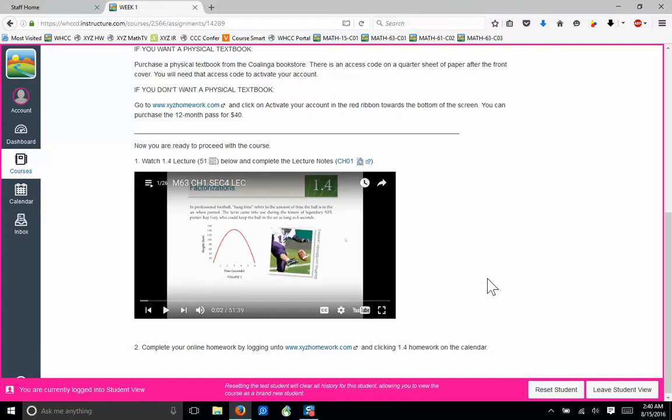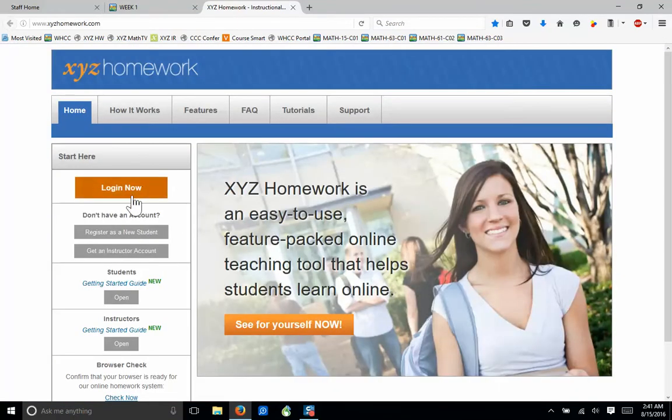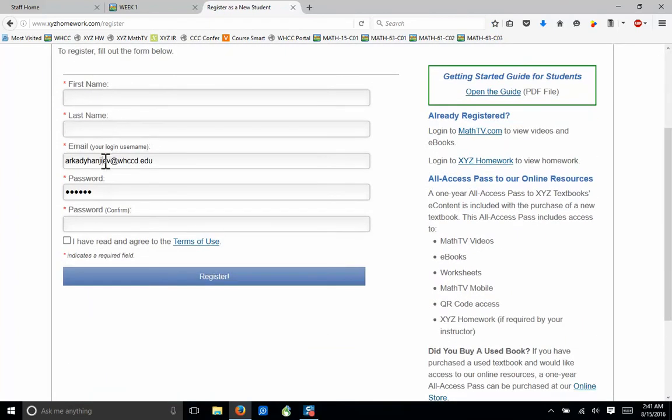Let's go to this publisher website, xyzhomework.com. Let me show you a few things in it here. If you're registering as a new student, go ahead and click over here. You'll have to put your first name, last name, your email, some kind of passcode, and then you're going to click register. All right.